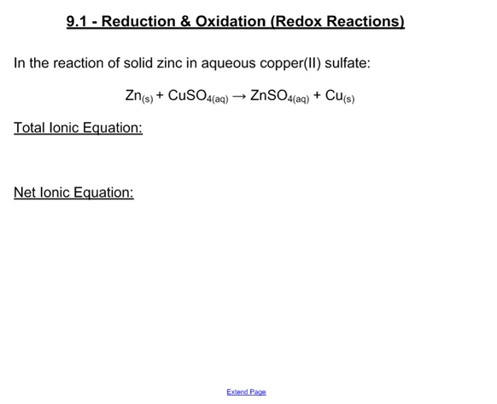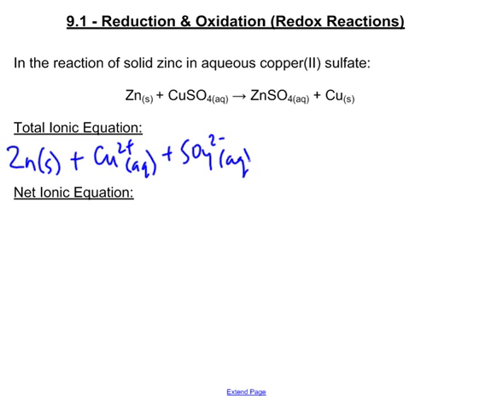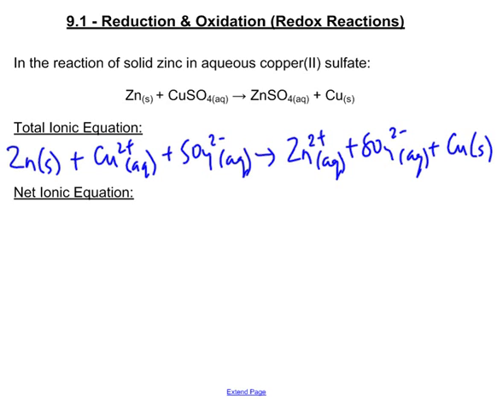If we look at this reaction, we've got solid zinc and aqueous copper(II) sulfate. Here's my solid zinc, and I've got copper(II) sulfate, and it reacts to make zinc sulfate and solid copper. If I were to write my total ionic equation, just like what you did in grade 11, it looks something like this. I've got solid zinc plus copper sulfate that's aqueous, so it actually splits up into its ions, and that becomes Zn2+ plus SO4 2- that's aqueous, plus Cu, that's solid. Okay, so that's my total ionic equation.